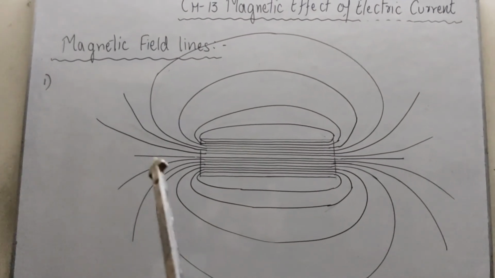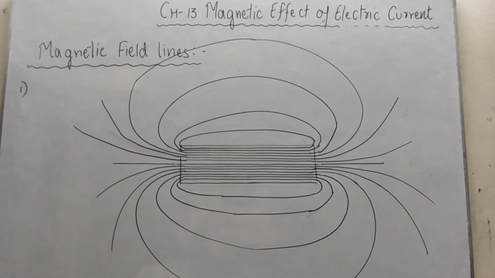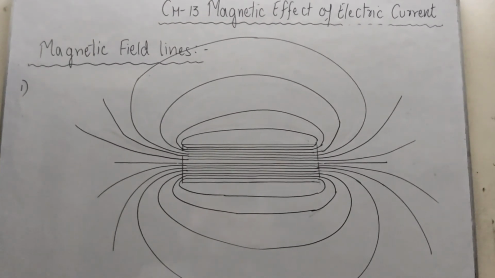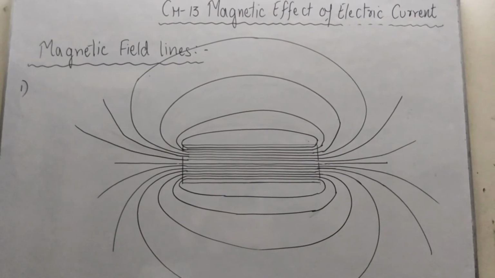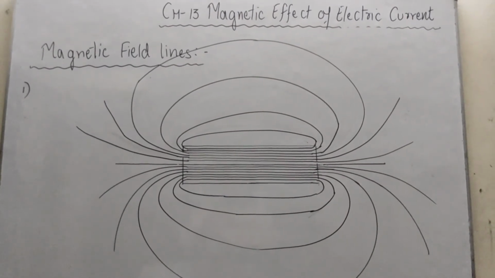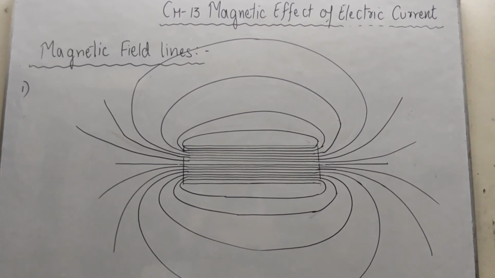Till now you know that the lines along which iron filings arrange themselves when placed around the bar magnet, when the sheet or board is tapped gently, represent magnetic field lines. But what is the exact definition of magnetic field lines? You are not knowing that.